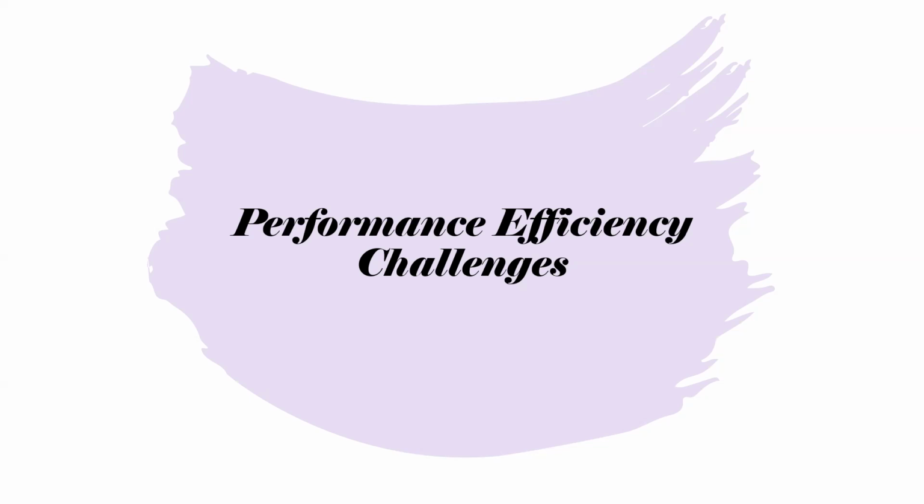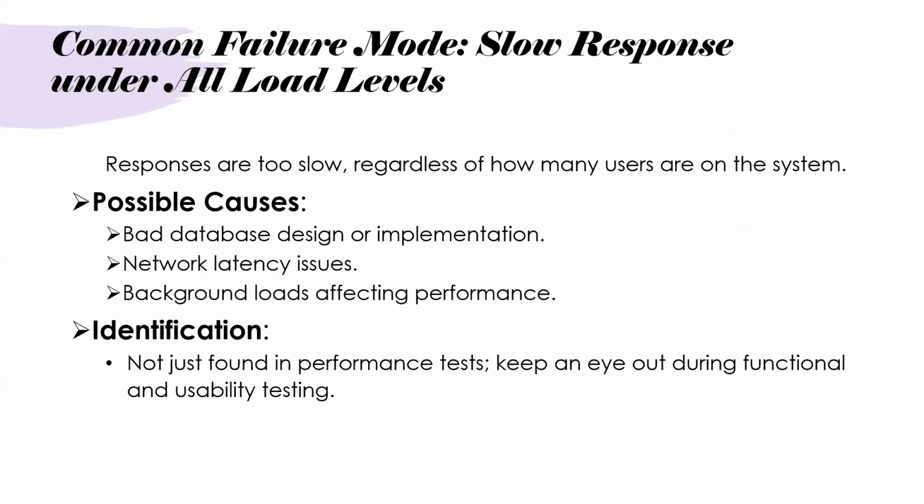When it comes to the efficiency challenges, the first one we say is slow response time under all load levels. When it comes to performance analysis, there are four main areas of performance bottlenecks. The first one we can identify is slow response time under any load, which means when you're accessing the application, it is always slow regardless of the number of users on the system. This could make users frustrated and leave the system.